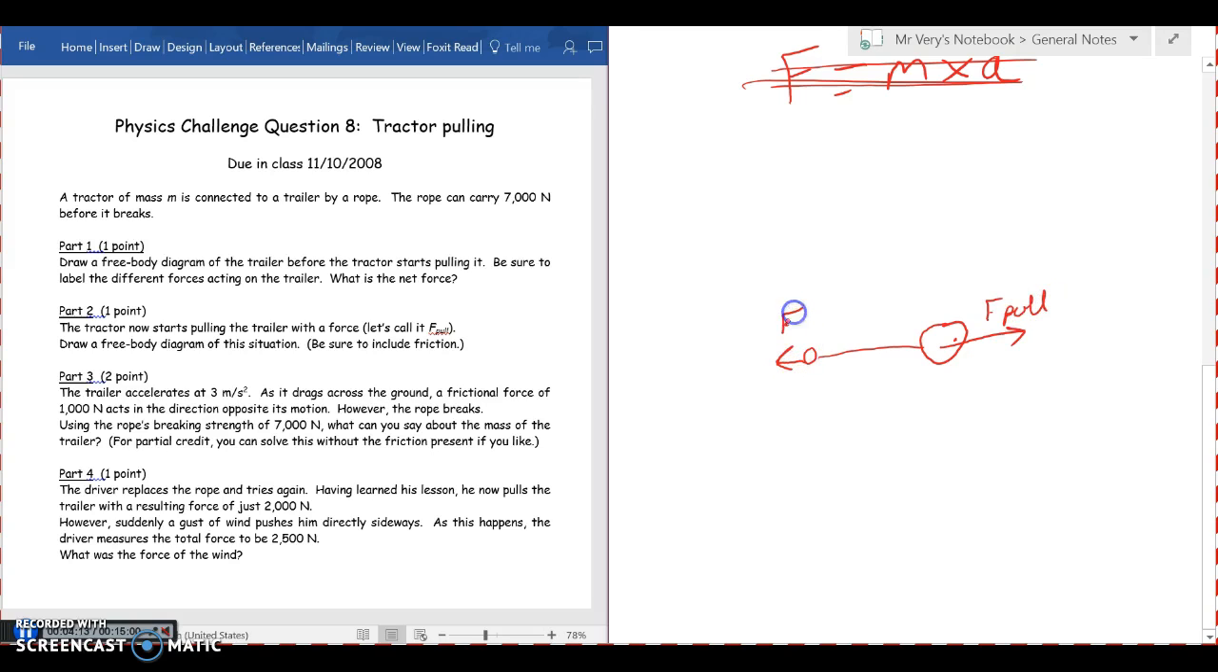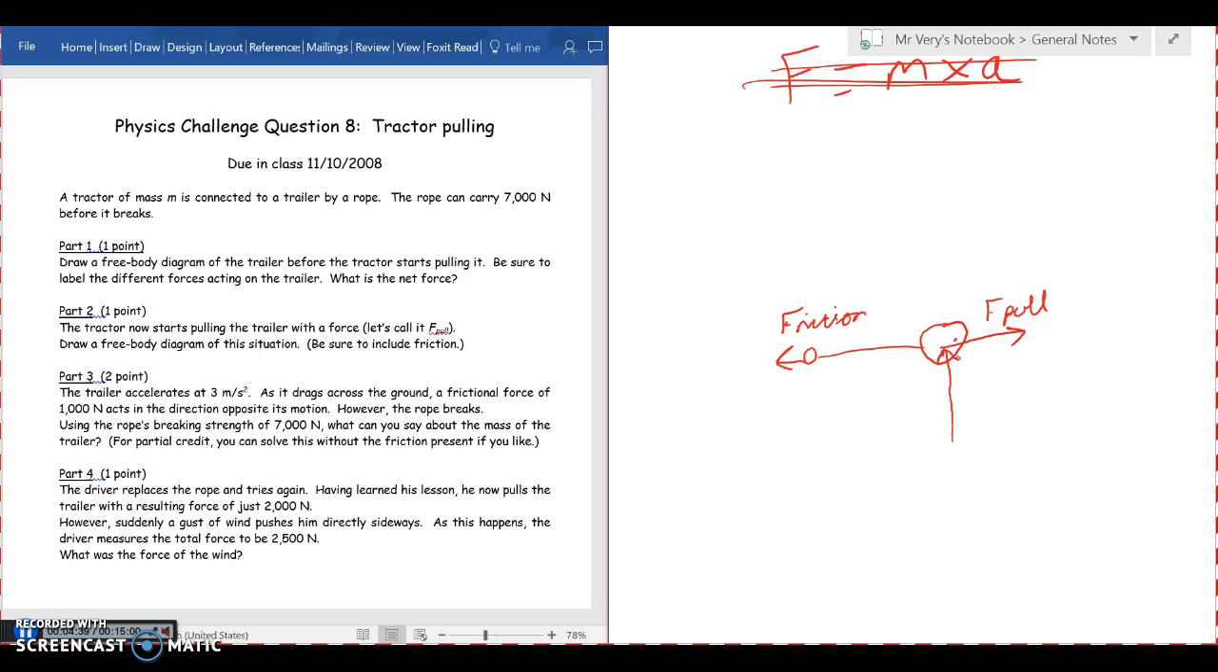and here's whatever frictional forces are acting. And we know that the pull force minus the frictional force is equal to 2,000. Okay, we're now told that a gust of wind blows the tractor from the side, and we could think about this gust of wind as exerting a force upon it, and we're told that the driver measures the total force to be 2,500 newtons.